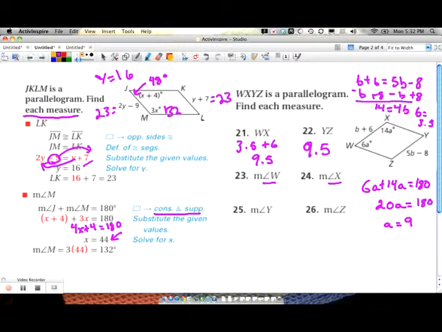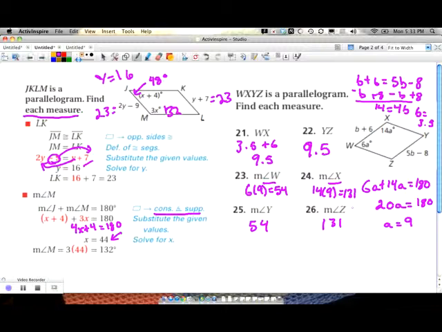It kind of looks like a 9 too. Then I have to figure out each of these angles individually. So W, that's going to be 6 times 9, which is 54. For X, that's going to be 14 times 9, which is 131. Now the cool thing about these last two here, Y and Z, Y is the same as W, so that's just 54 degrees. And Z is the same as X, because opposite angles are congruent, so that's 131.